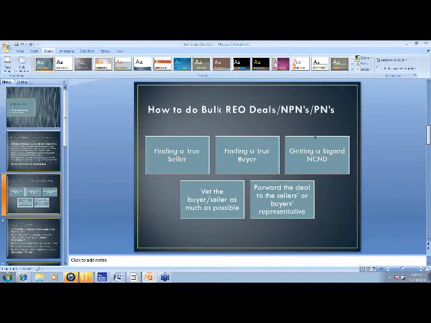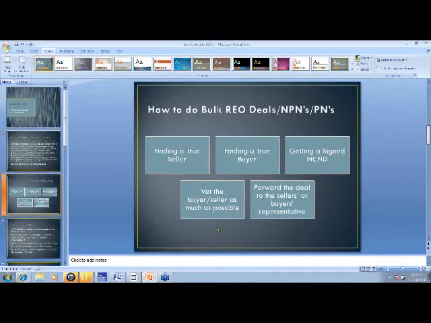Basically, you really want to keep it simple. It's finding a true seller, and I say true seller because there are a lot of phony people out there. You want to find a seller, find a buyer, and then get an NCND signed, which I'll get into more exactly what that is. Then you want to vet or screen the buyer or seller as much as possible.